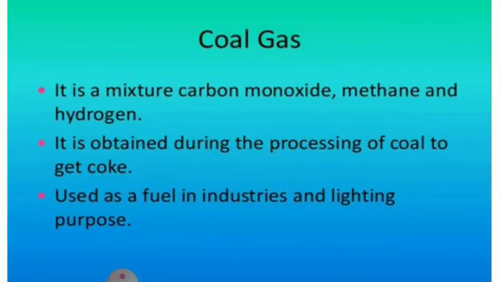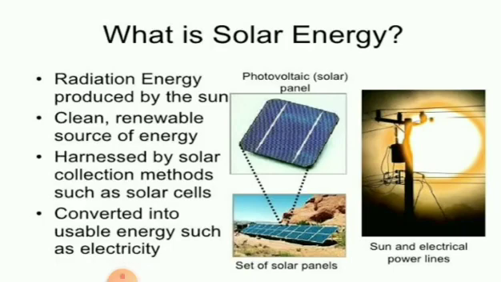So coal gas is a mixture of what are they? Carbon monoxide, methane and hydrogen. It is obtained during the processing of coal to get coke. Used as a fuel in industries and for lighting purposes. Do you understand, students? Next we move to solar energy.